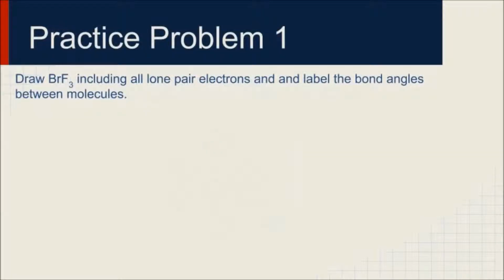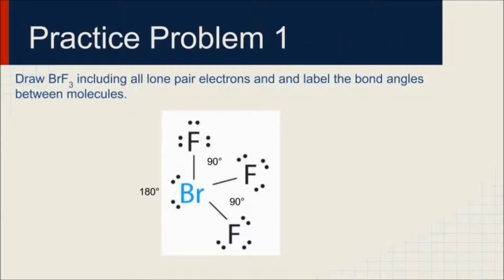For the first practice problem, draw boron trifluoride, including all lone pair electrons, and label the bond angles between molecules. Boron trifluoride exhibits a trigonal pyramidal shape, with bond angles of 90 and 180 between the regions of electron density. Make sure you put the unpaired electrons around the central atom, which exceeds the octet rule for this example.